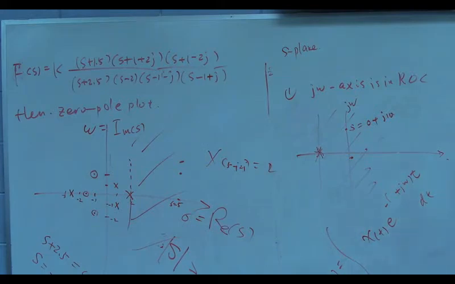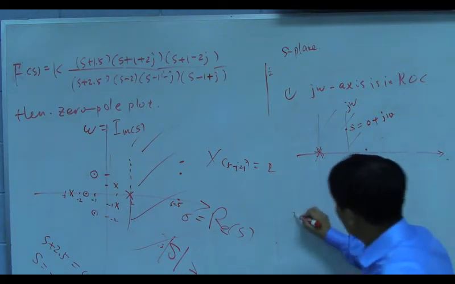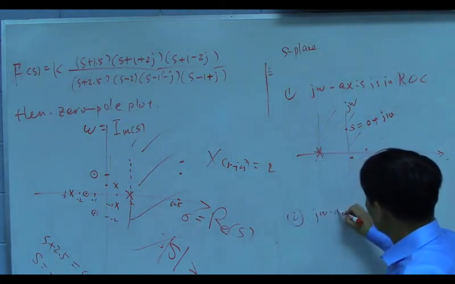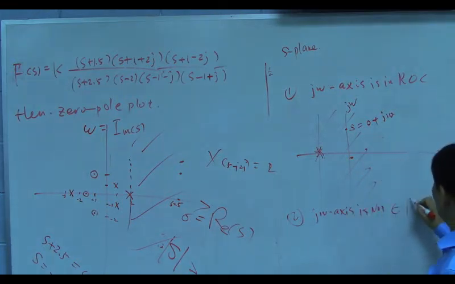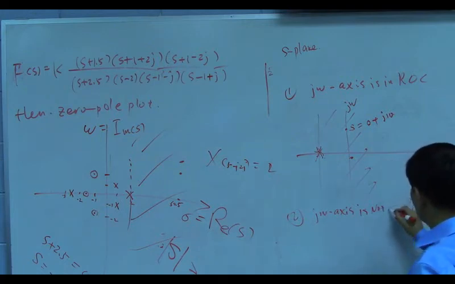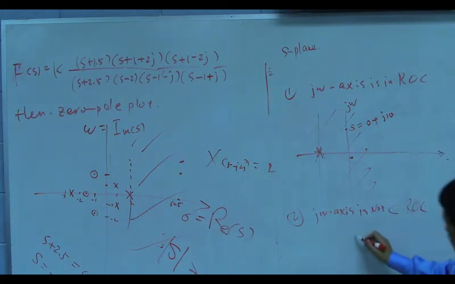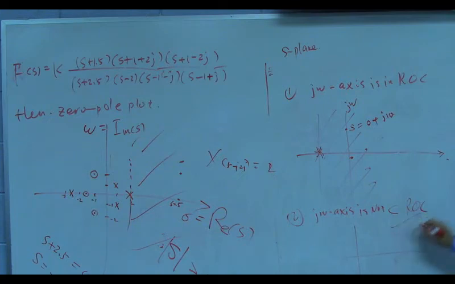Right? The second situation is the j omega axis is not in the region of convergence. So like this, the region of convergence is this, for example, this 3, always to the right, right? This one is the j omega axis. In this case, we do have a Laplace transform existing in this area, but we don't have a Fourier transform, because the Fourier transform is only on this axis.